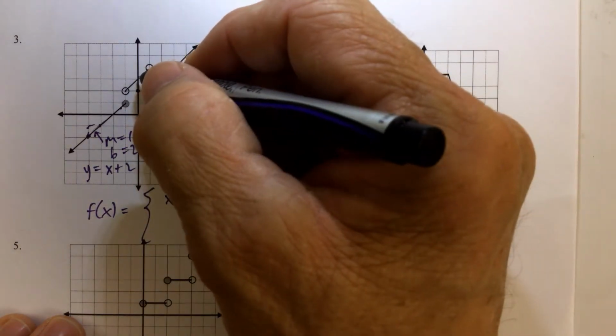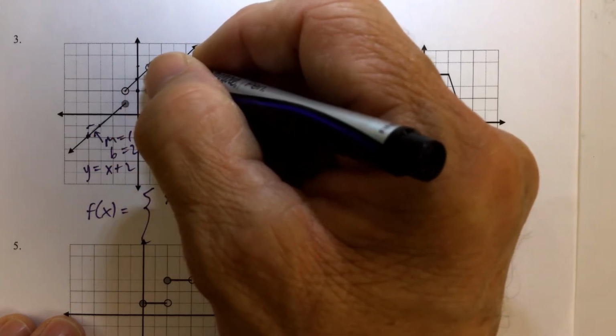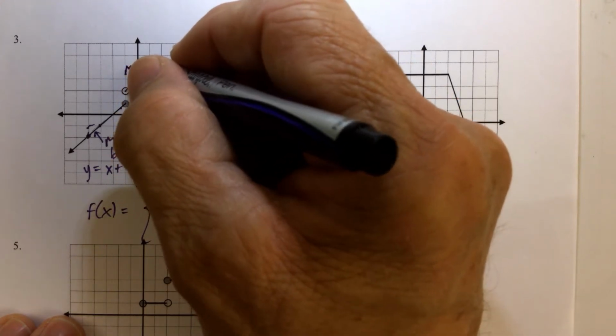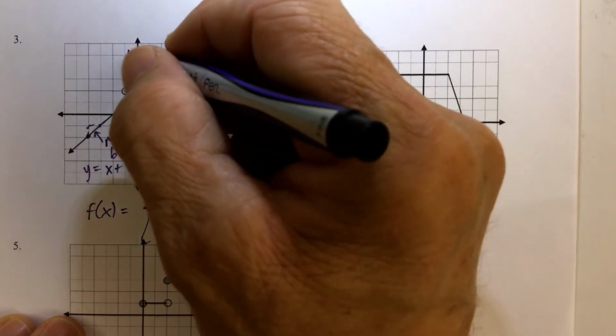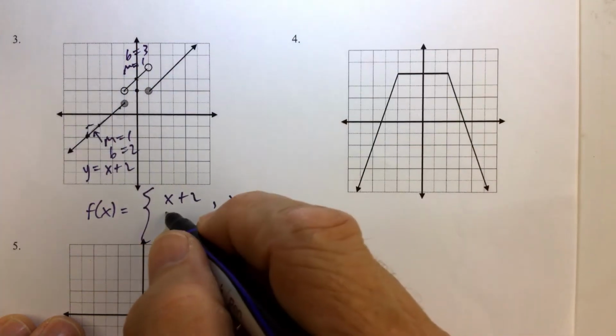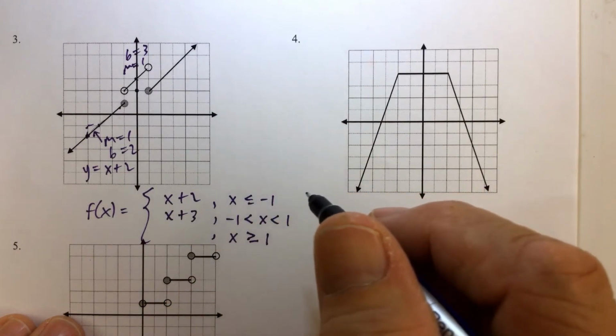The second piece, we can see that the slope is again just 1, up 1 and over 1, up 1 and over 1. So if the slope is 1, and the y-intercept we can see 1, 2, 3, the y-intercept is 3, we have y equals slope 1 times x plus the y-intercept, 3.